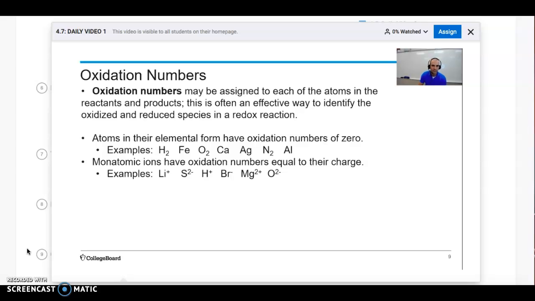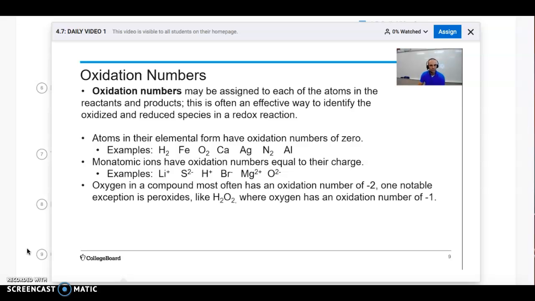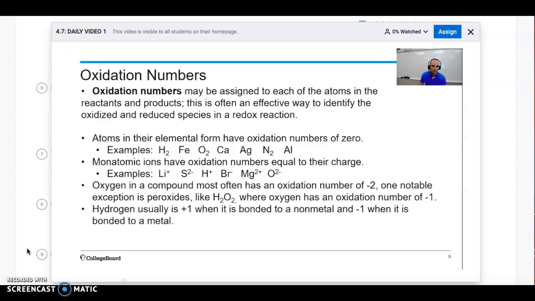The sulfide ion has an oxidation number of -2. Hydrogen ion has an oxidation number of +1. Oxygen in a compound most often has an oxidation number of -2. One notable exception is peroxides like H2O2, where oxygen has an oxidation number of -1. Hydrogen usually is +1 when it's bonded to a nonmetal and -1 when it is bonded to a metal. And fluorine always has an oxidation number of -1.